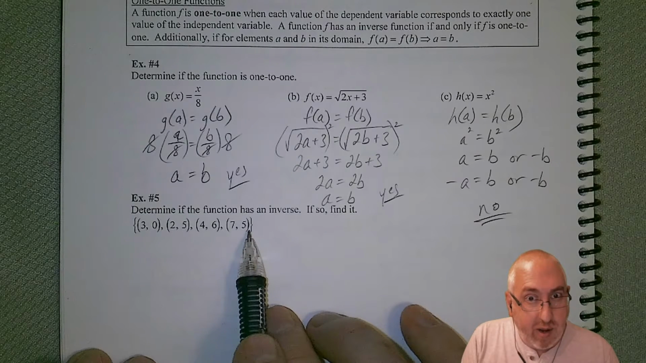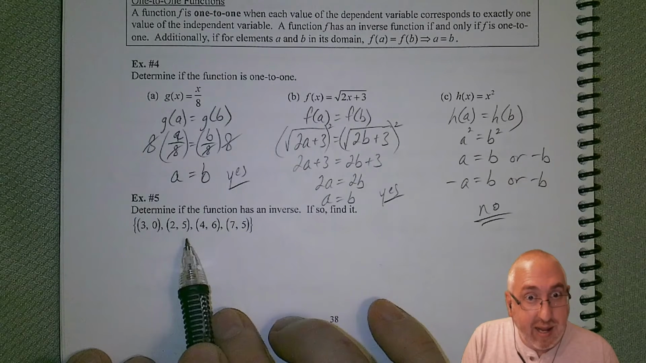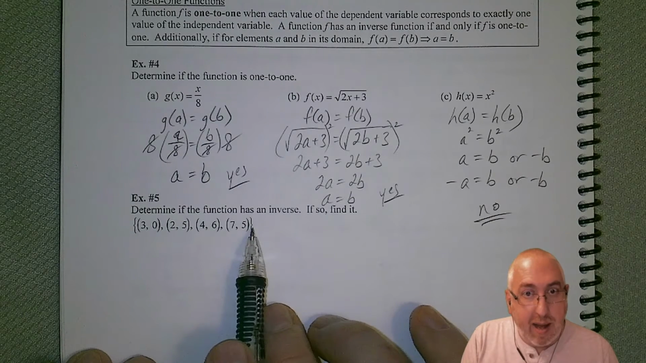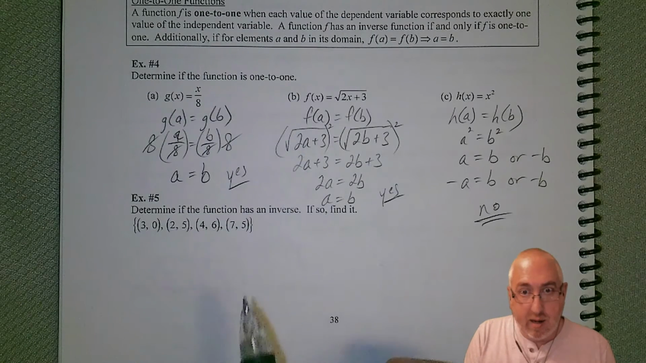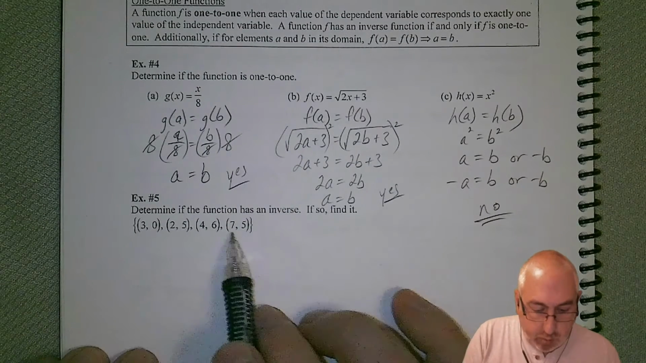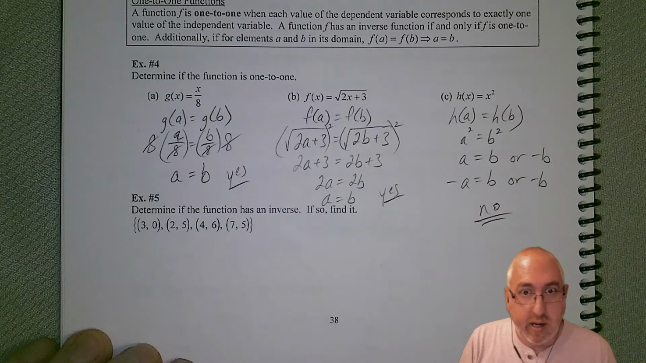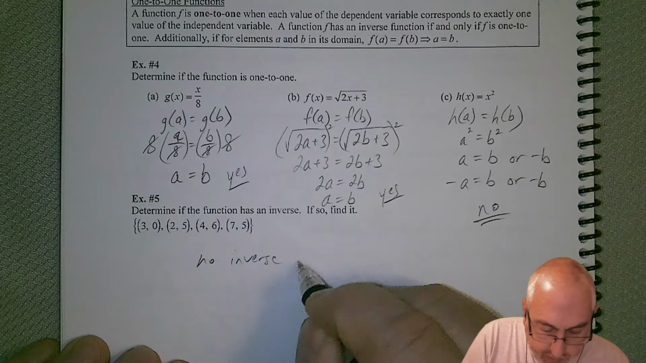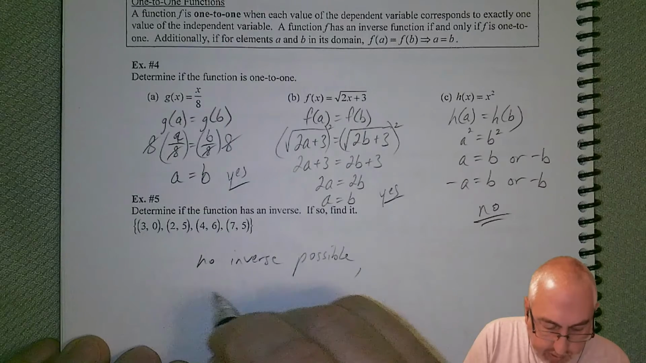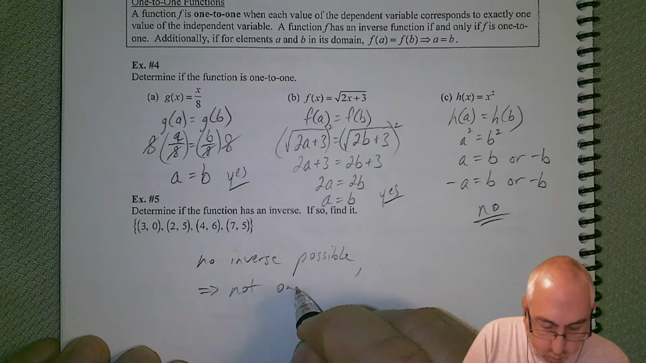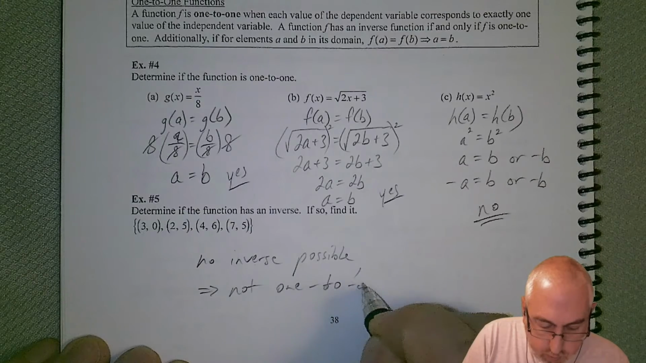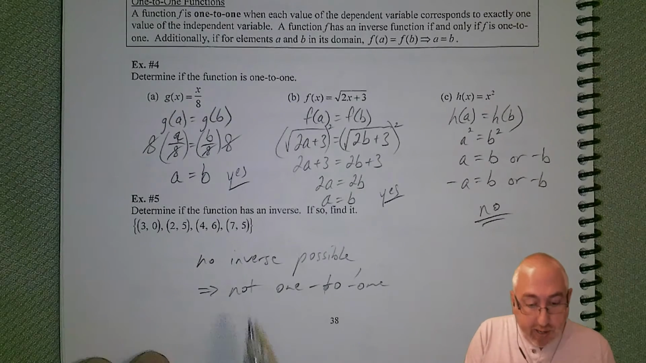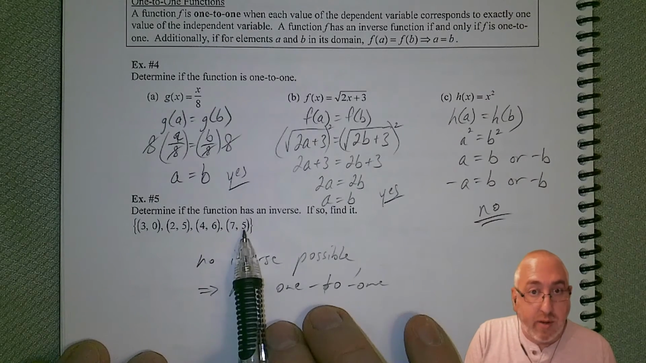So this y value of 5 is being mapped to 7 and to 2. And that's a no-no. It only can be mapped back to one value of x. So there's the problem. We do not have the ability to get an inverse here. So no inverse possible, because it's not 1 to 1. So nice easy problem, but you've got to recognize that that y value can't be repeated.